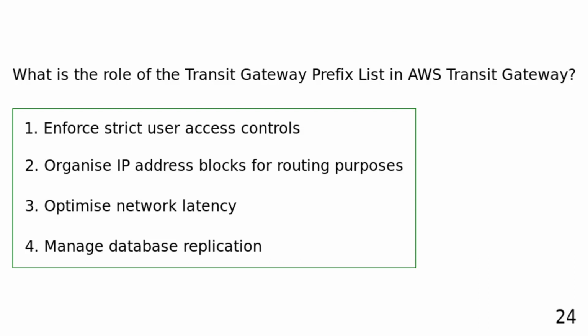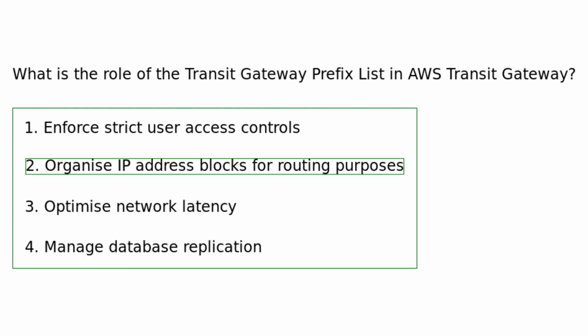What is the role of the Transit Gateway prefix list in AWS Transit Gateway? Enforce strict user access controls. Organize IP address blocks for routing purposes. Optimize network latency. Manage database replication. The Transit Gateway prefix list in AWS Transit Gateway is used to organize IP address blocks for routing purposes, enabling efficient routing decisions based on IP address ranges.